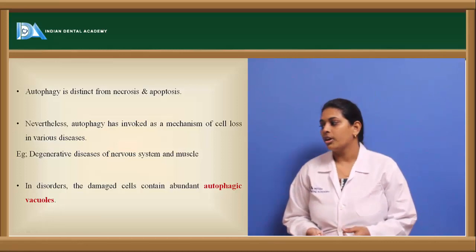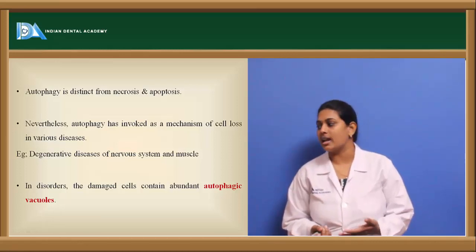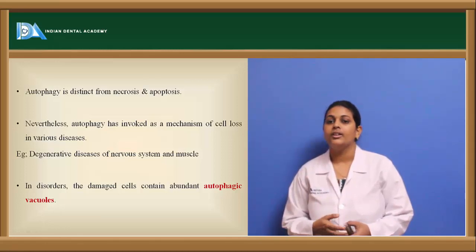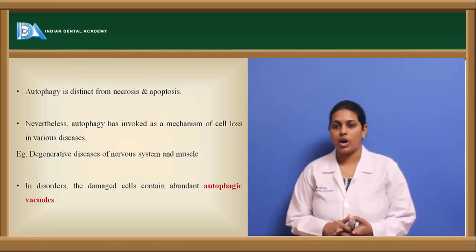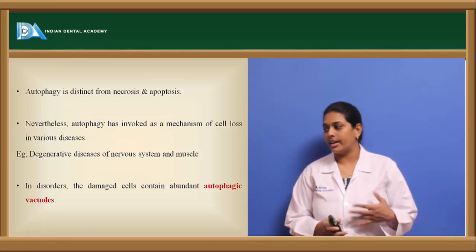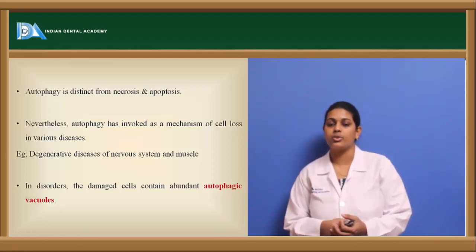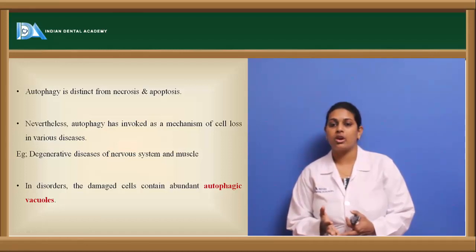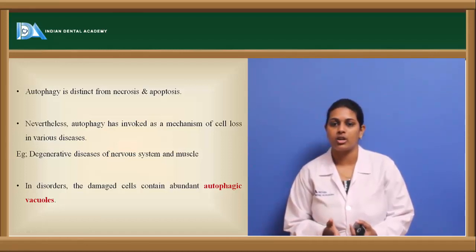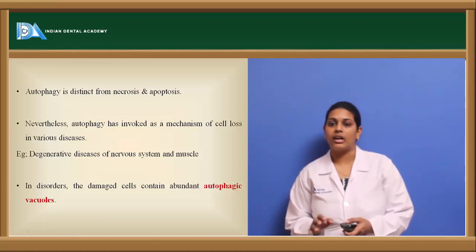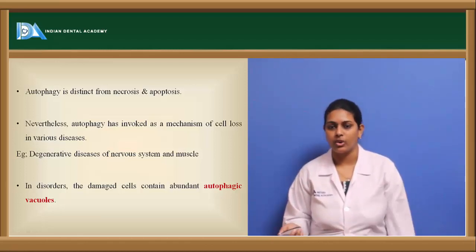In disorders, these damaged cells contain autophagic vacuoles, which contain digested cell organelles within them. In degenerating disorders, usually neurodegenerative disorders or muscle degenerative disorders, we find the presence of autophagic vacuoles at the molecular level. This completes the process of autophagy.